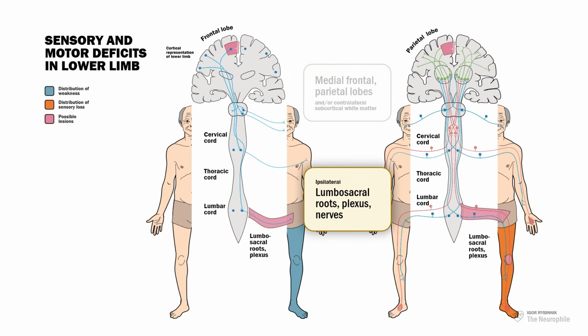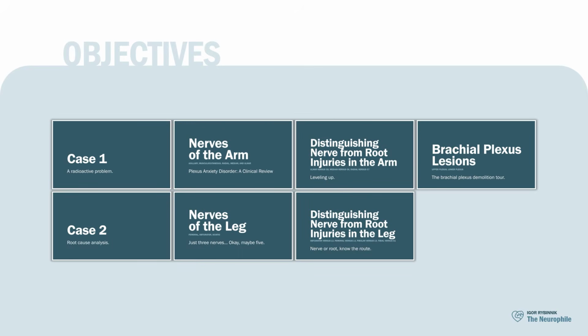In this case, the leg is affected and there are lower motor neuron signs, like an absent Achilles reflex. So we're leaning peripheral, most likely the lumbosacral roots, plexus, or peripheral nerves to the leg. Agreed? Now that we got that out of the way, let's talk about the innervation of the leg.